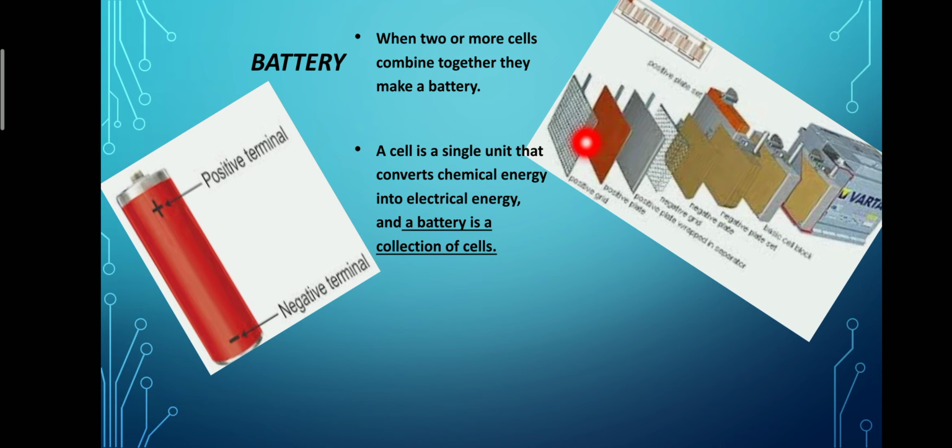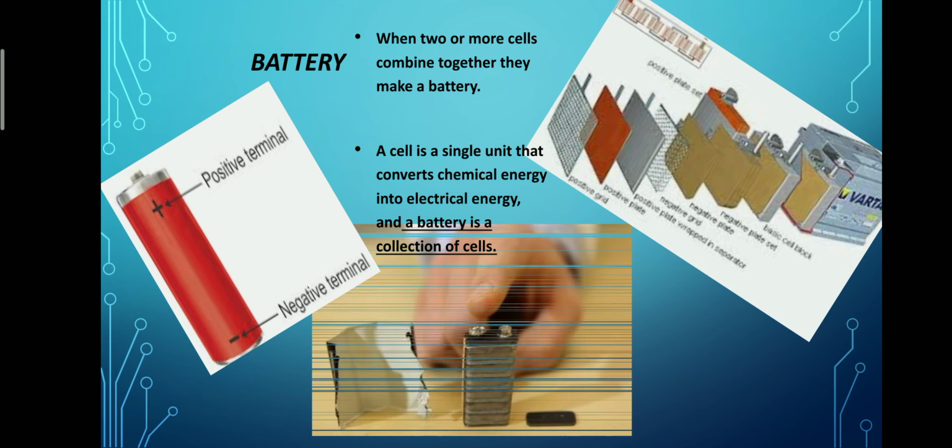So there is one positive and one negative terminal, and such units will be combined together and form a battery. Look at here, there are almost 7 cells that constitute this battery. So a collection of cells is known as a battery.